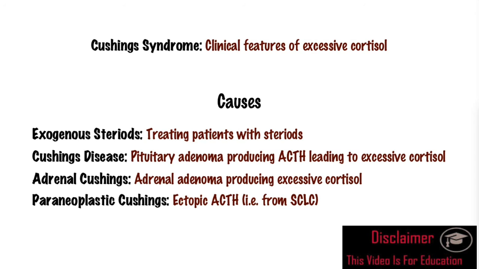Make sure you check in for the next video where I'll be describing the dexamethasone suppression test that will help you to distinguish between all of these four causes of Cushing syndrome.